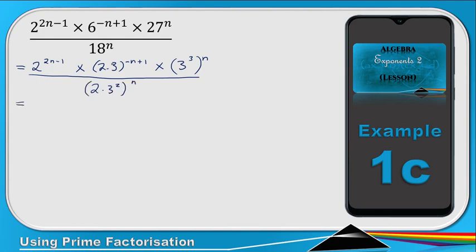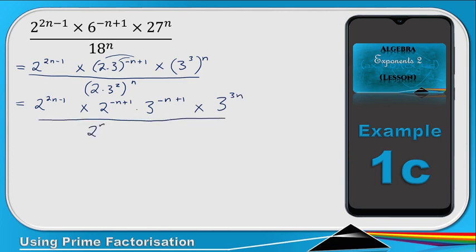And then we have the brackets. Now we can multiply in the exponents. So this is just still 2n minus 1, and then times, now this guy goes into both the bases. So 2 to the power of negative n plus 1 times 3 to the power of negative n plus 1. And then times 3 to the power of 3n, and that's all over 2 to the power of n times 3 to the power of 2n.